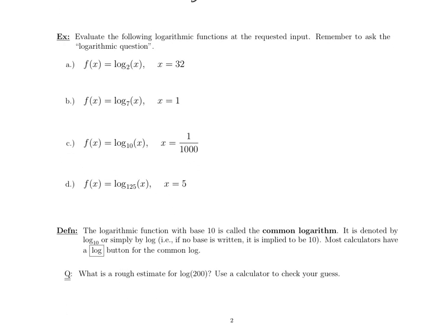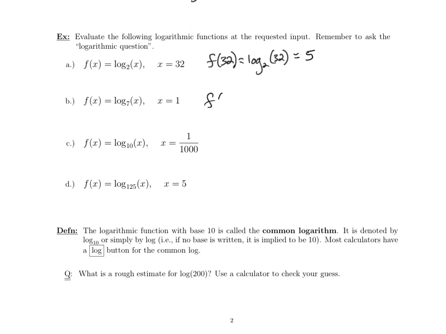In the next part, we want to evaluate the logarithmic functions at the requested input. So we're going to replace x with this, and then we're going to ask the logarithmic question in order to find the result. So for the first one, we have f of 32, which is equal to log base 2 of 32. And the question this is really asking is, what power do I need to bring 2 up to in order to get 32? And I know that 2 to the 5th power is equal to 32. So the exponent is 5.